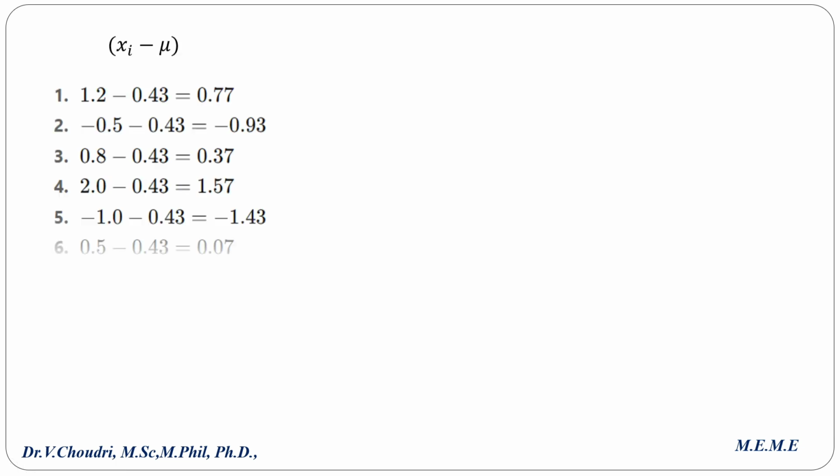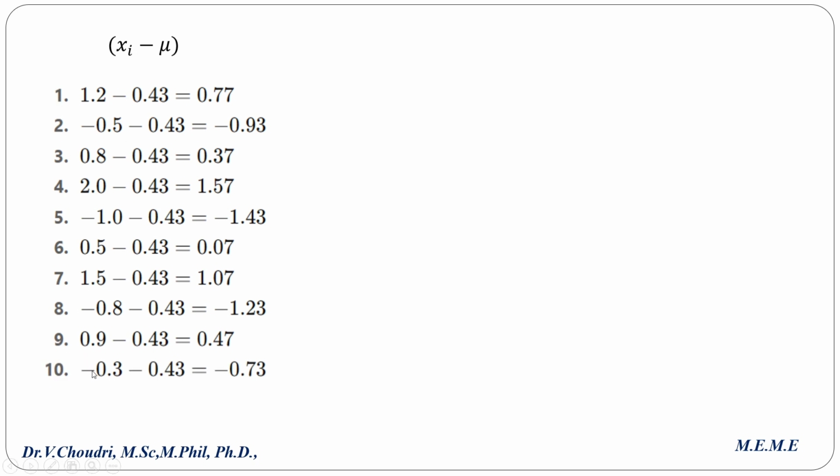Suppose this is not enough. I want to find the variance. I am taking the 10 days of daily returns and subtracting the corresponding mean, from 1.2, minus 0.5, up to minus 0.3. The mean we found is 0.43. So I subtract the mean from all the daily returns and get 0.77, minus 0.93, and so on. When we add these and divide by 10, it gives the variance.